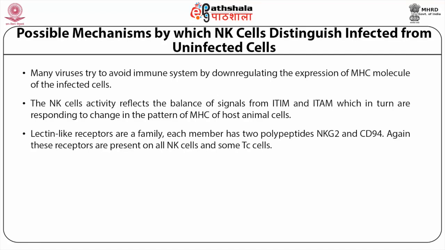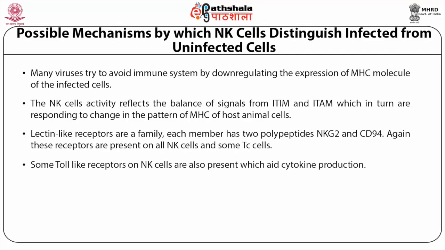Again, these receptors are present on all NK cells and some TC cells. These receptors recognize leader peptides of MHC molecules. This also serves the purpose of detecting loss of MHC molecule by a cell. These receptors also are regulated by their cytoplasmic tails. Some toll-like receptors on NK cells are also present, which aid cytokine production.